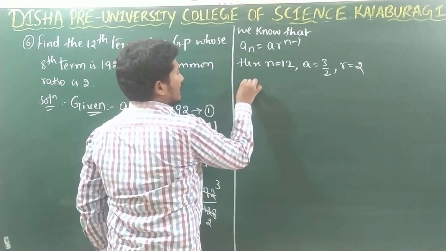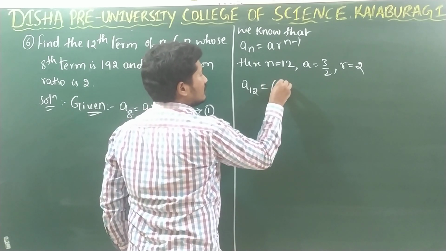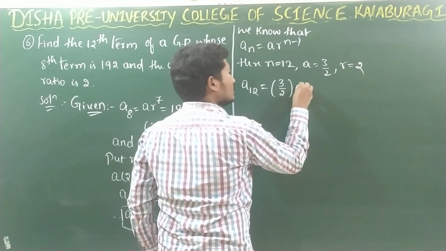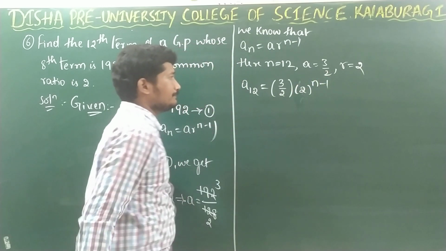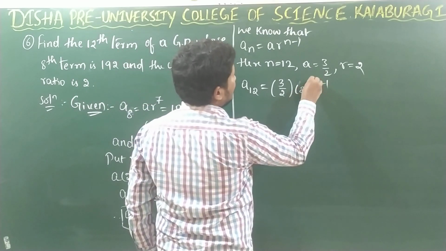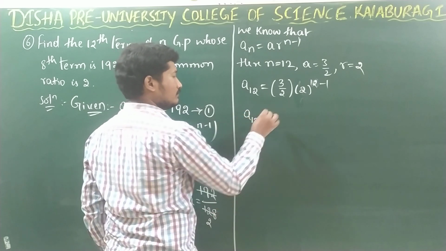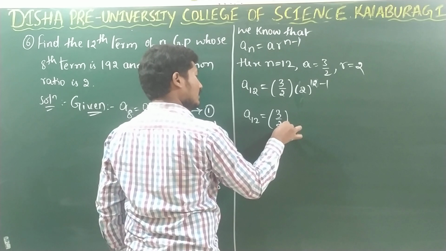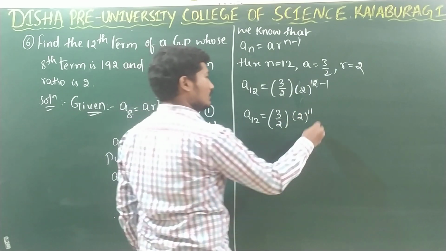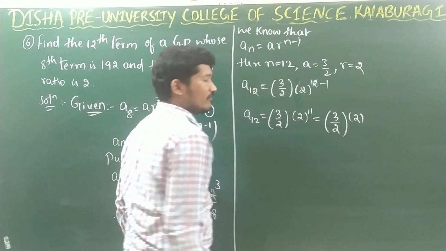So a12 is equal to, the value of a is 3 by 2 into the value of r is 2 power n minus 1, right? Sorry, the value of n is what here? It is 12. Now a12 is equal to 3 by 2 into, it will be 2 power 11, right? So this is equal to 3 by 2 into 2 power 11.